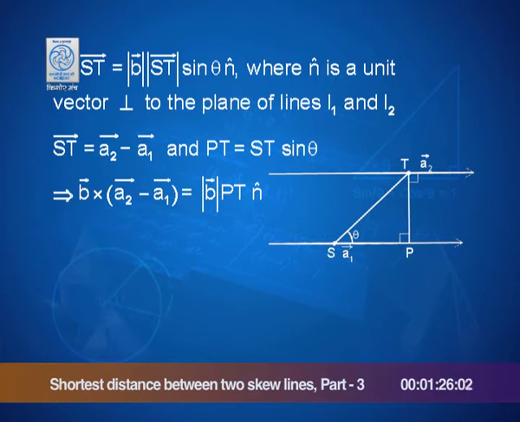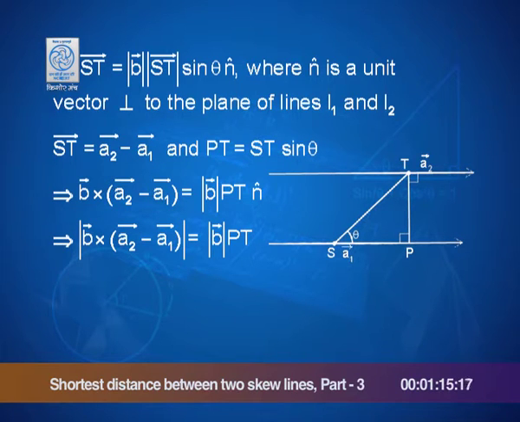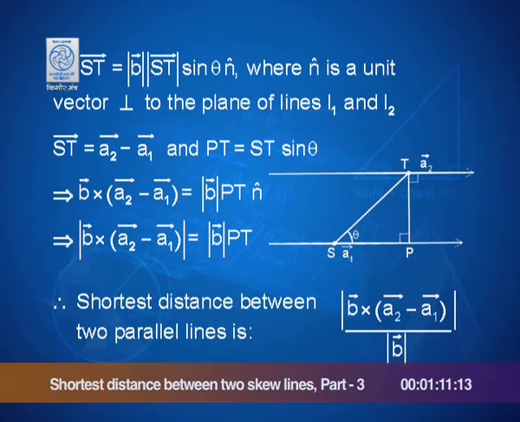So, ST sine theta gets replaced by the distance PT times the unit vector. If I just equate the magnitude of the two sides, I will get magnitude of B cross a2 minus a1 to be same as magnitude of the vector B into distance PT, and therefore, the shortest distance, which was PT distance, becomes same as the magnitude of B cross a2 minus a1 divided by magnitude of the vector B.